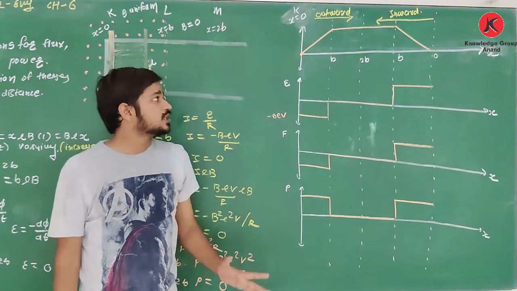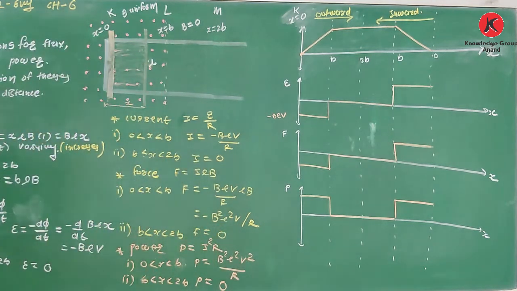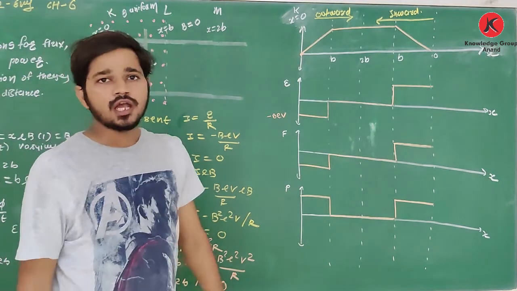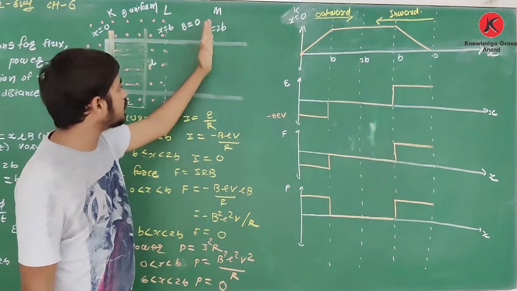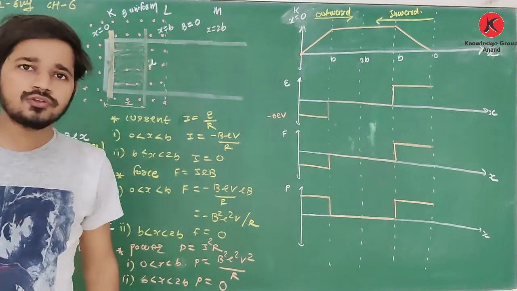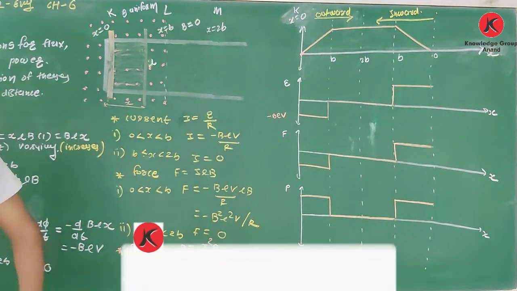Clear about this? So yes, it is one question which is based on so many equations and one graph. Okay, again from x is equal to 0 to 2b and then return from 2b to 0. Clear about this? Yes, this is it for today.